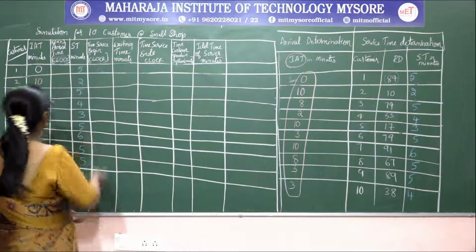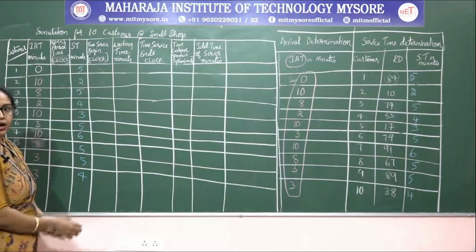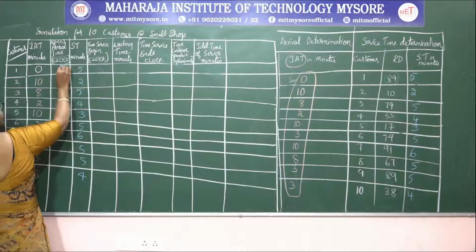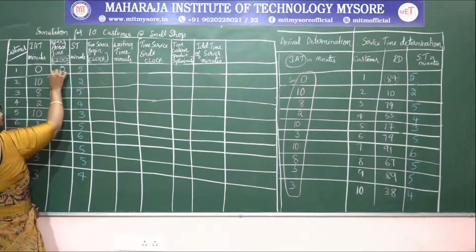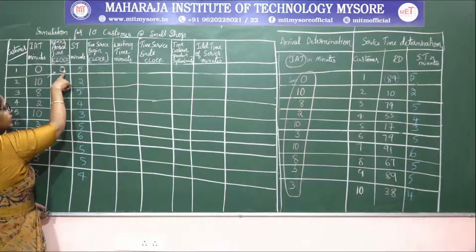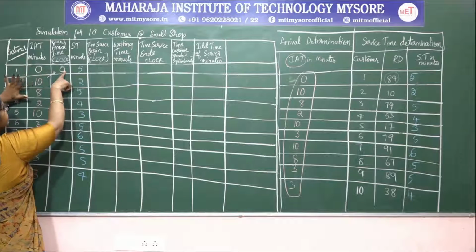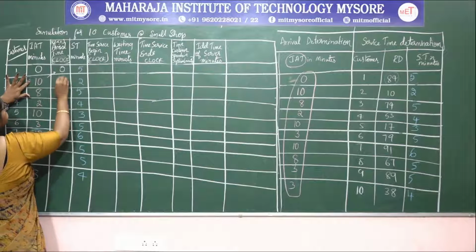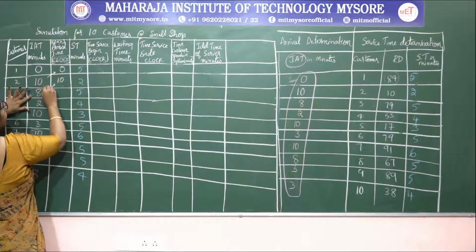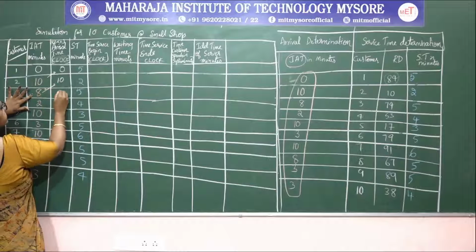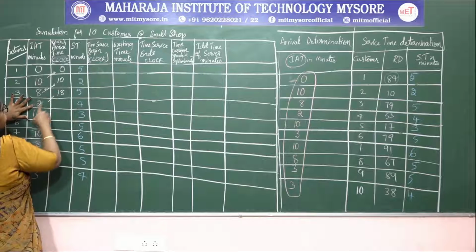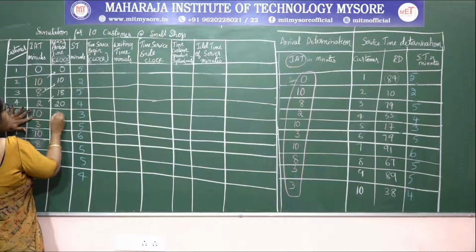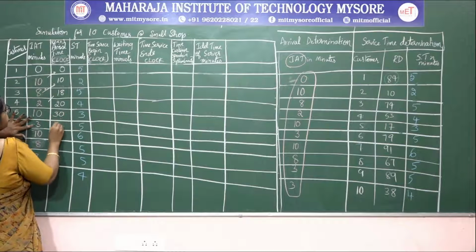Let's start with the first one, arrival time. The clock starts at 0, so this will be 0. The next customer arrives after 10 minutes; the first customer came at the 0th minute, and the next is coming after 10 minutes, so 10 plus 0 is 10. The next customer arrives after 8 minutes, so 10 plus 8 is 18. Then the next customer comes after 2 minutes, 18 plus 2 is 20. 20 plus 10 is 30. 30 plus 3 is 33.